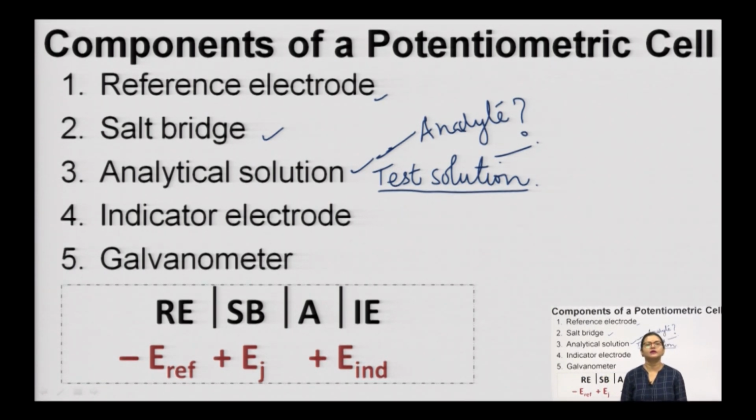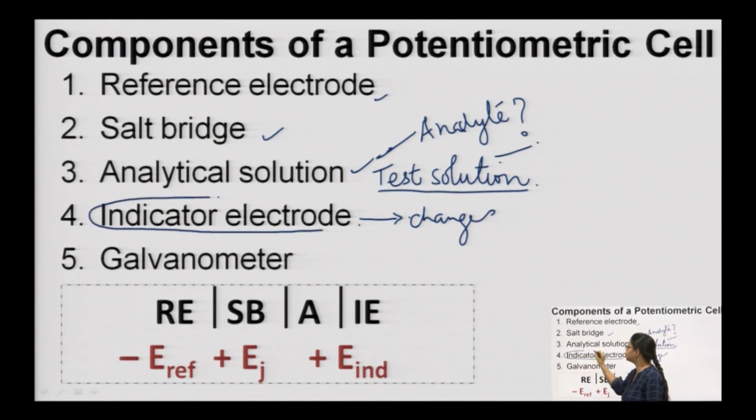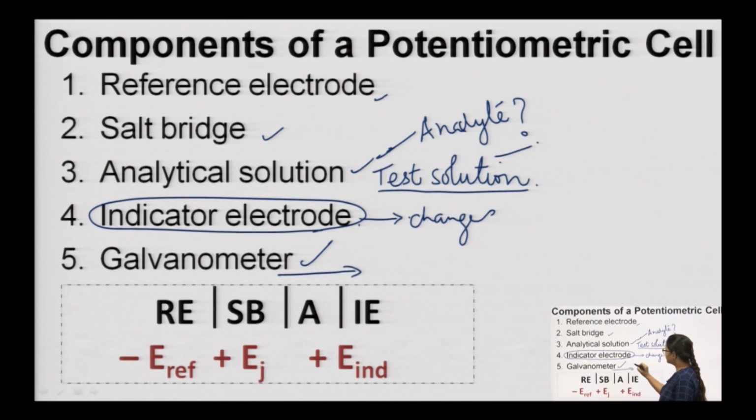Then the indicator electrode is the electrode which shows changes in potential. This is the main electrode which shows changes in electrode potential all over during the titration, which directly relates to the changes in concentration of the analyte which is to be determined. Then the last component, last but not the least, is the main component which determines the electrode potential.